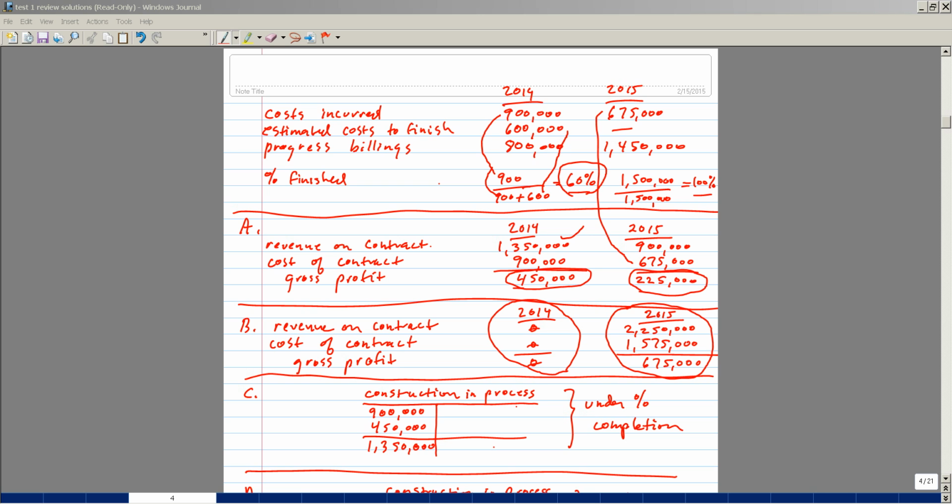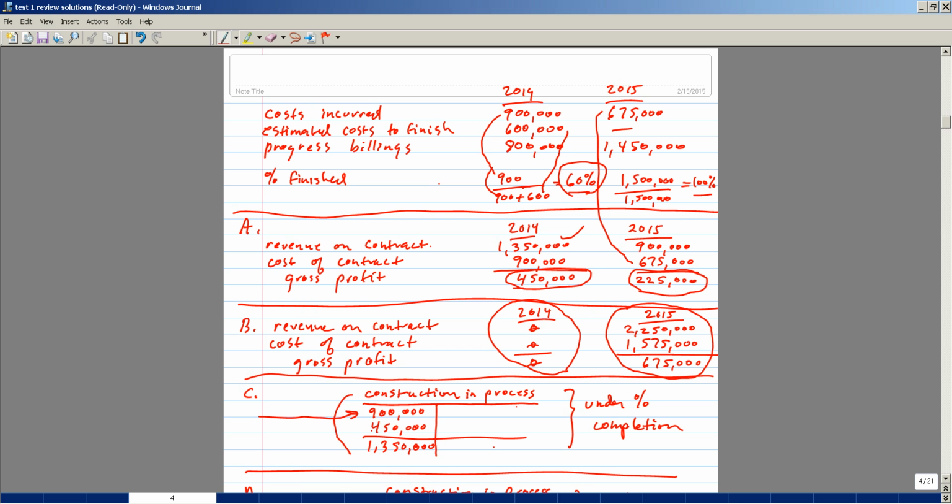Part C of the problem asks us what will be the balance in the construction in process account at December 31st, 2014 under percentage of completion accounting. So here's what the account's going to look like, the construction in process account. The $900,000 simply represents the job cost that we incurred. At various times during the year as we either purchase supplies or consume supplies, we credited cash or credited raw materials, whatever resource was being consumed was credited, and the offsetting debit was construction in process. In other words, we capitalized our job cost.